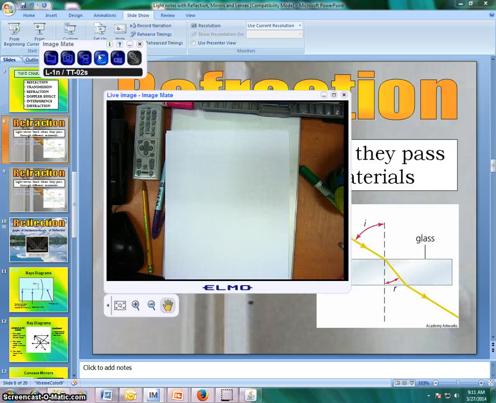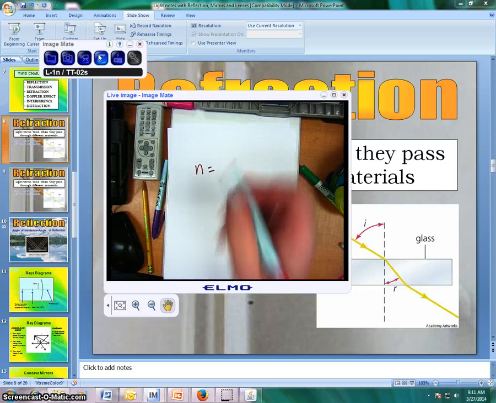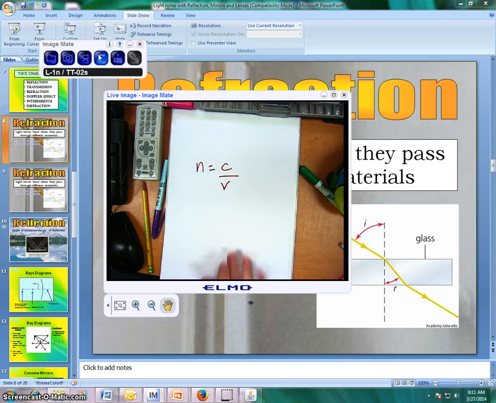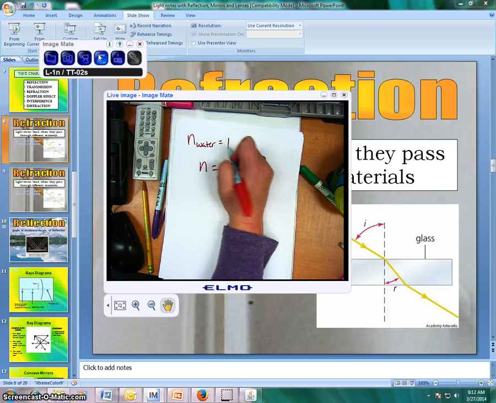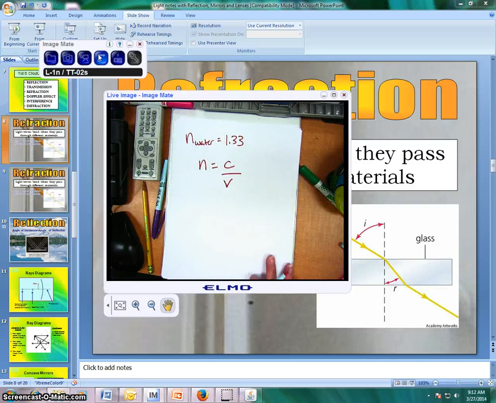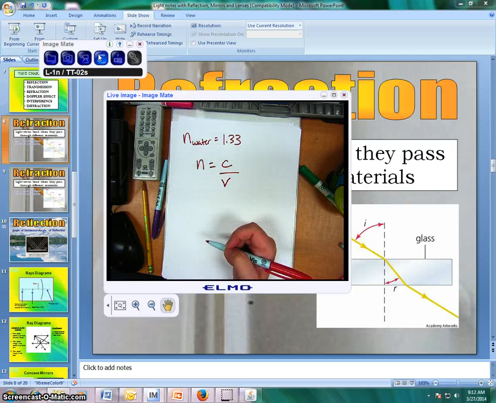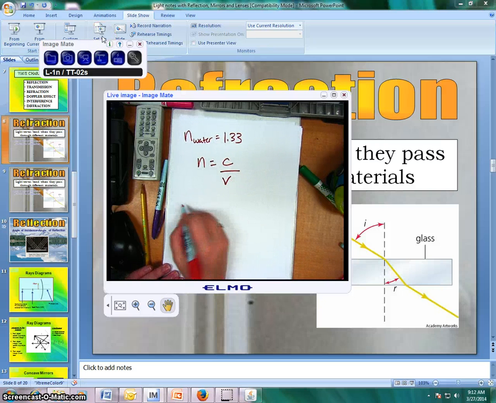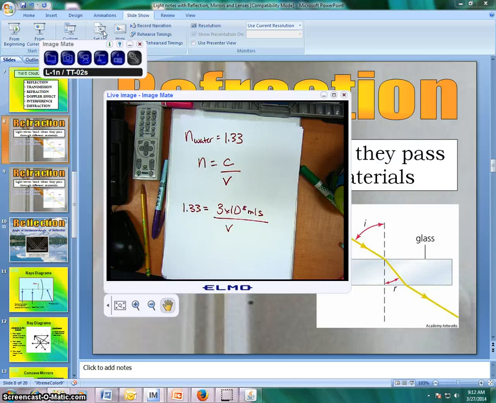So I have an index of refraction, and I know that that is C over V. And I just said the index of refraction for water is equal to 1.33. And that's just pure tap water. It depends on the type of water. It can be a little bit different for salt water. All right, so let's figure out how fast that light is traveling in the water. So I say 1.33 is equal to 3 times 10 to the 8th meters per second over V, and I'm going to solve for V.